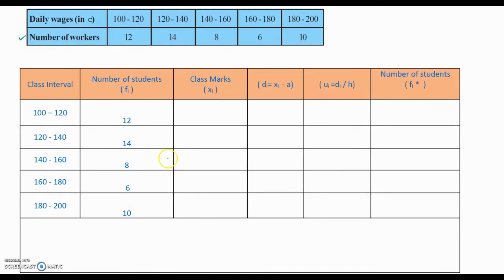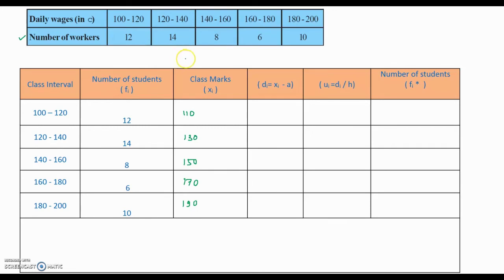Now you see that class marks is the middle point of the class interval. What is the middle point of 100 to 120? 110. What are the middle points of the other groups? 120, 140. What is in between? 130. So this will be 130, 150, 170, and 190. You see the numbers are a bit bigger than the last problem that we had seen. The class marks were smaller there. Here the numbers are a bit bigger.